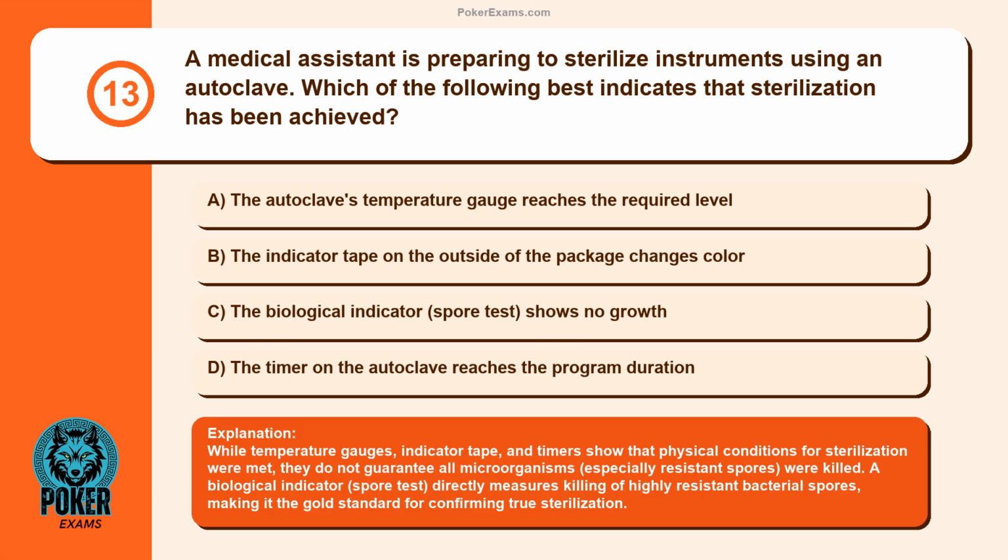While temperature gauges, indicator tape, and timers show that physical conditions for sterilization were met, they do not guarantee all microorganisms, especially resistant spores, were killed. A biological indicator, spore test, directly measures killing of highly resistant bacterial spores, making it the gold standard for confirming true sterilization.